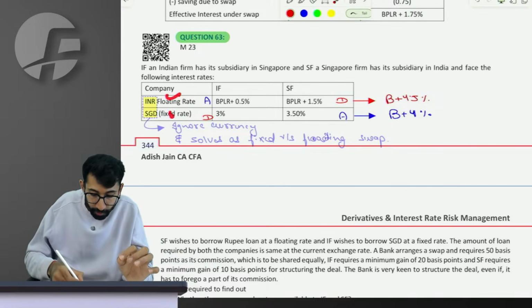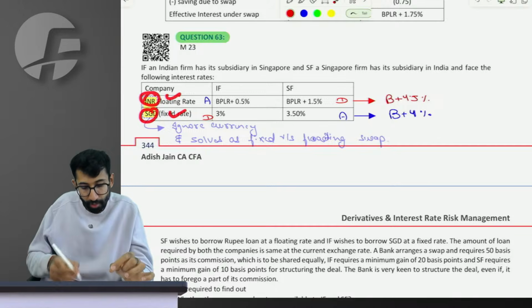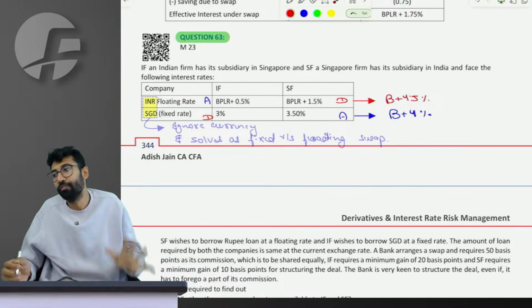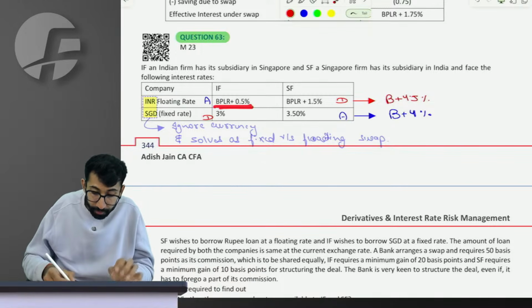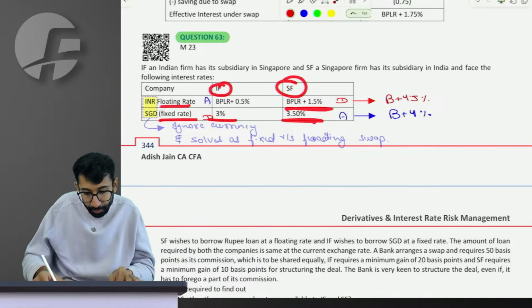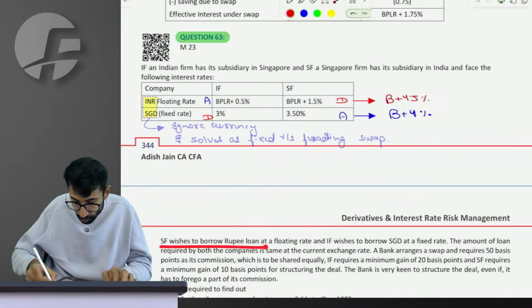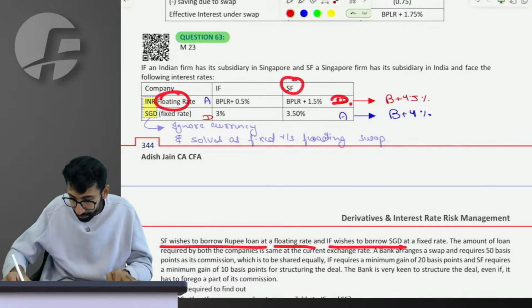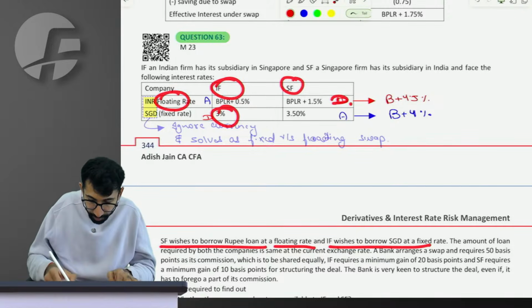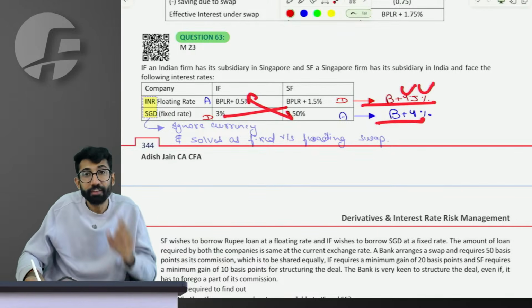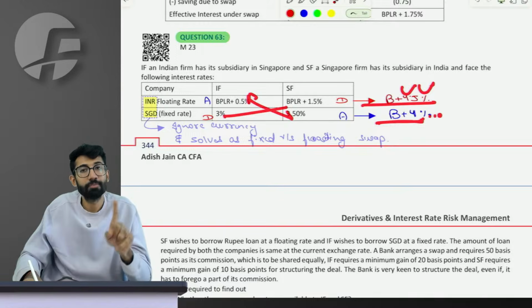I would say not just the floating and fixed has changed, but also the currency has changed. When you have an option to solve it using fixed and floating, ignore the currency and solve it keeping in mind the fixed and floating. BPLR plus 0.5 is the floating rate, fixed is 3 for IF. Similarly, SF has BPLR plus 1.5 and 3.5. SF wishes to borrow at floating rate. SF floating desired, IF SGD fixed desired. So desired total cost is BPLR plus 4.5. If we make them borrow otherwise, the actual cost is BPLR plus 4.